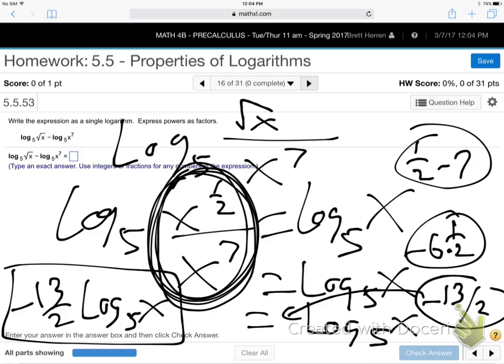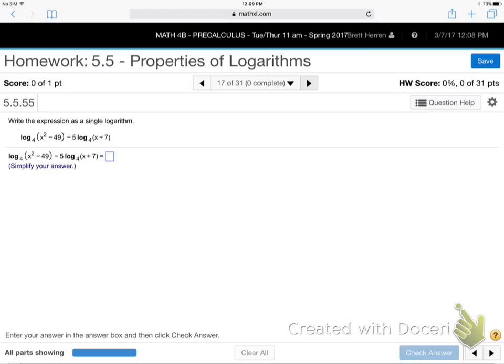Is that good? Getting the hang of all these rules? Questions I can answer? Half an hour left, so I want to... Okay. All right, let's try that one.